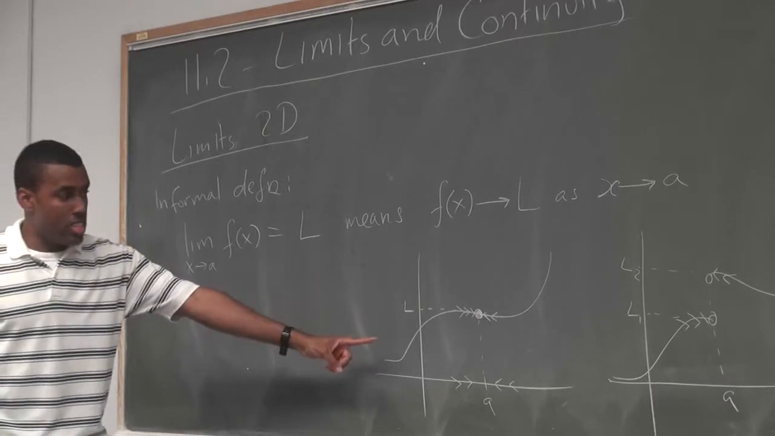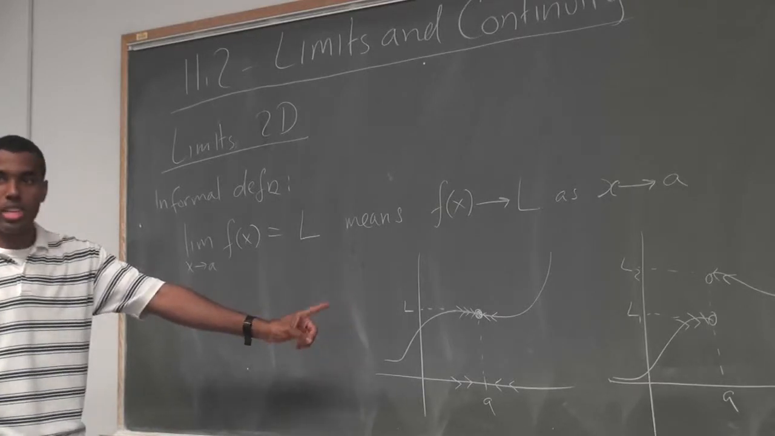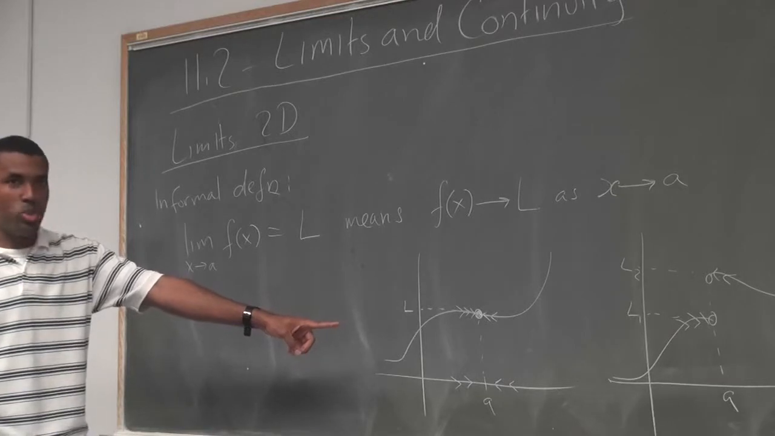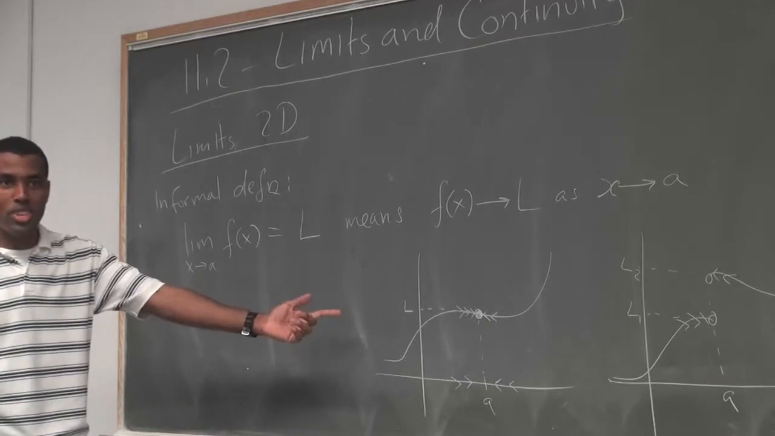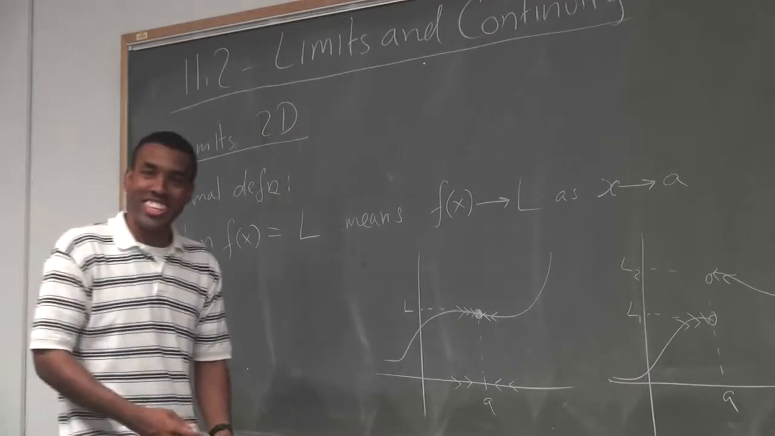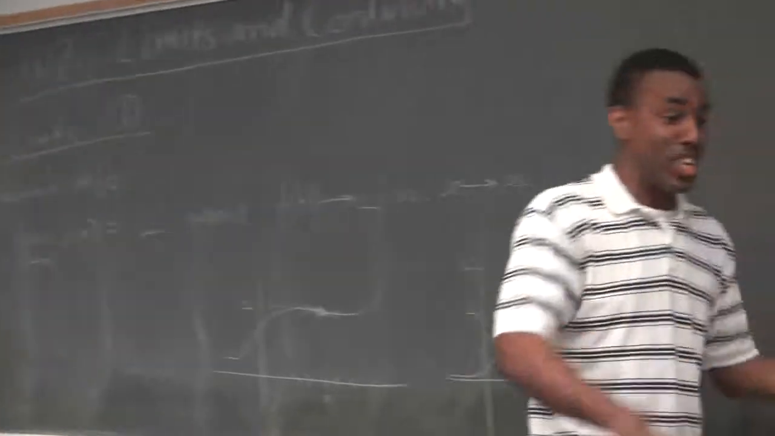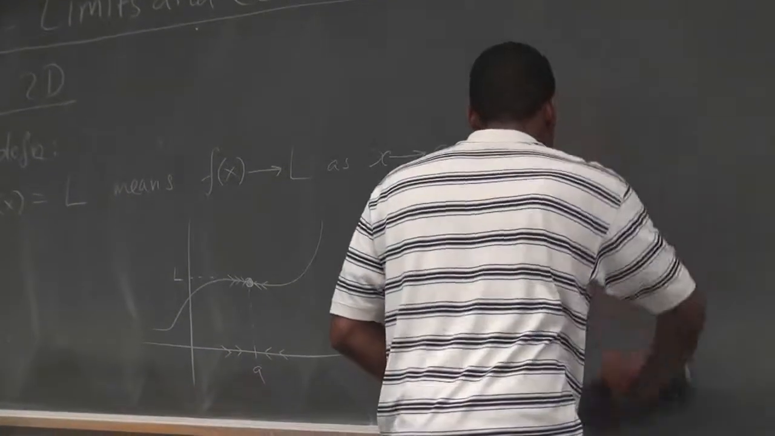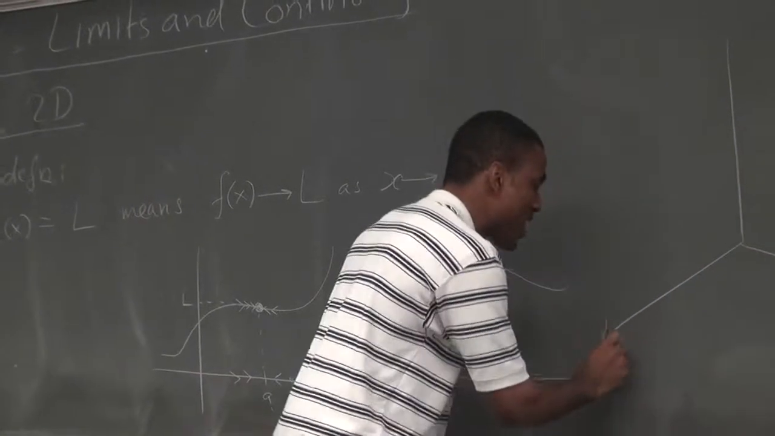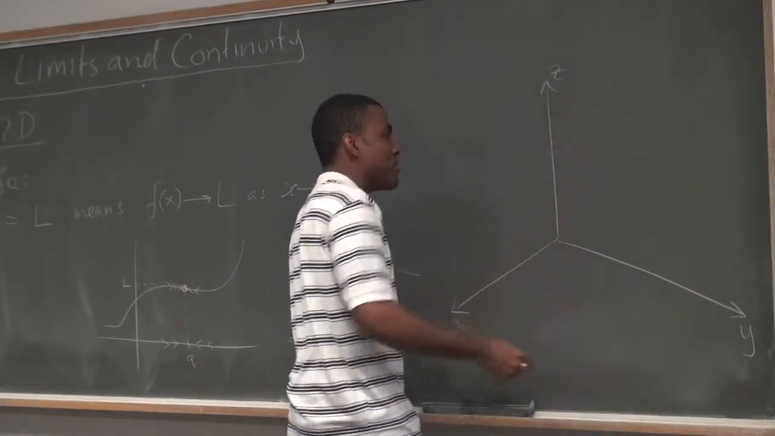Now, it turns out there's something that's going to make things really different in 3 dimensions than in 2 dimensions. In 2 dimensions, all you had to do was look at 2 directions, left and right. Come from the left, come from the right. In 3 dimensions, top and bottom, left and right, top and bottom, diagonally along this curve, right? If you're in 3 dimensions, how many directions do you have to check to verify that a limit exists? An infinite amount, right?